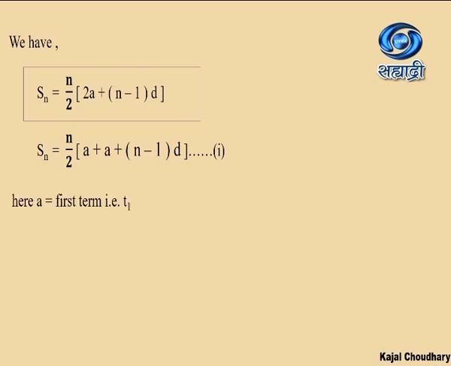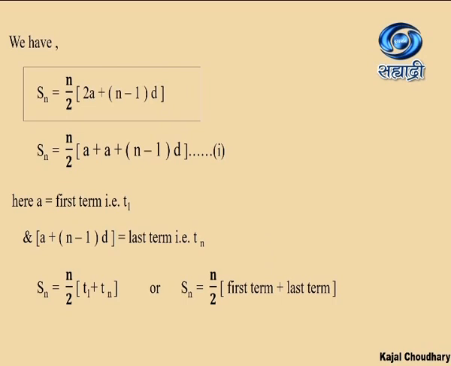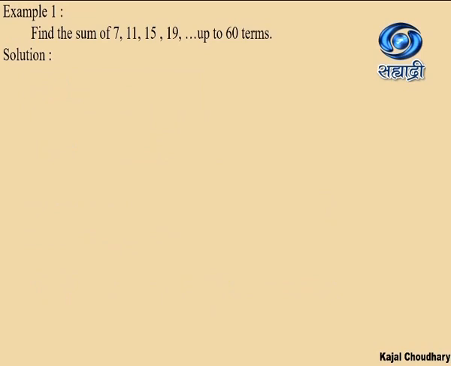Okay. Now if you observe, a is what? A is the first term, that is T1. And a plus (n minus 1)d was what? It was the last term, that is Tn. Hence, you can write Sn is equal to n upon 2 (T1 plus Tn), or Sn is equal to n upon 2 (first term plus the last term), because T1 is the first term and Tn is the last term. Now, depending upon which kind of data is given in the question, we can decide among these three which formula we are going to use to find the sum of the terms in an AP.